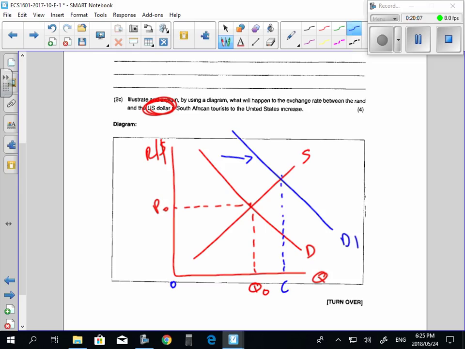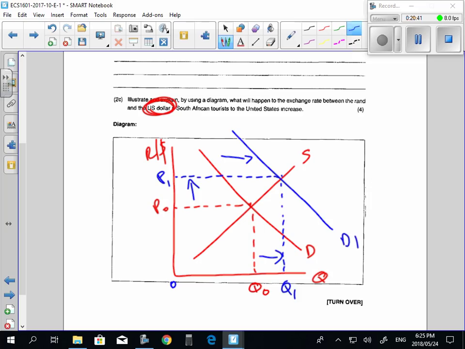The quantity of dollars traded has increased, okay? And look at the price. Price has also increased. So now what this means is that the rand price of the dollar has increased, which is equivalent to a depreciation of the rand. So when you move up the y-axis on your foreign exchange market, the rand is depreciating, okay?